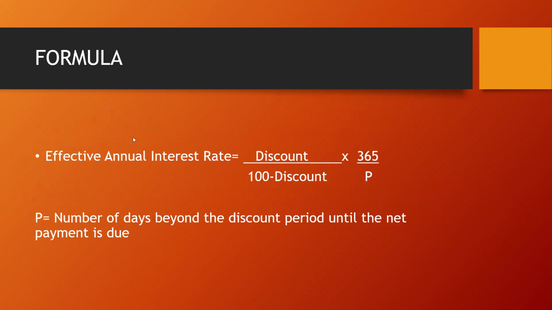You can call it the opportunity cost because you are sacrificing it. Or you can call it the effective annual interest rate, where the formula is discount divided by (100 minus discount), multiplied by 365 divided by P. P is the difference between the time beyond the discount period. If you accept the discount, you need to pay within 10 days. Otherwise, you need to make the payment within 40 days. The difference between 10 and 40 is the P value.